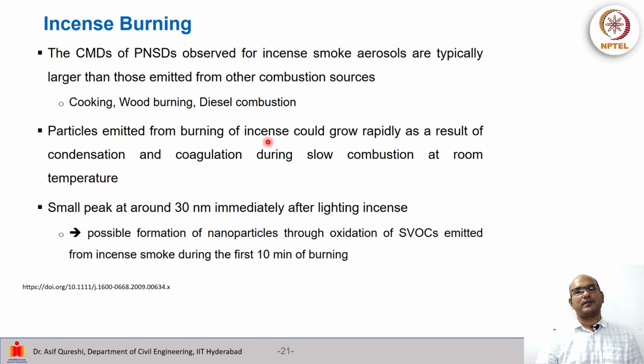Particles emitted from burning of incense could grow rapidly as a result of condensation and coagulation, especially during the slow combustion at room temperature. So when these particles are there, they will condense and coagulate. There is a small peak around 30 nanometers observed immediately after the lighting of incense. This is possibly due to the formation of nanoparticles through oxidation of semi-volatile organic compounds, which are emitted from the incense smoke during the first 10 minutes of burning.